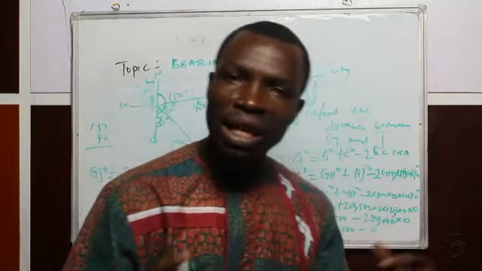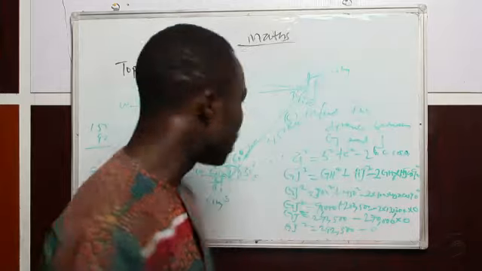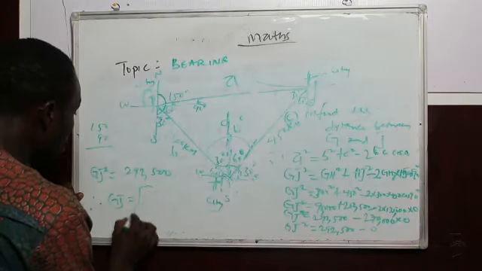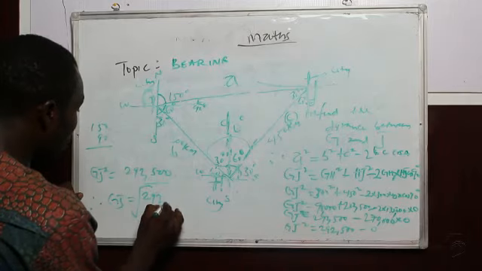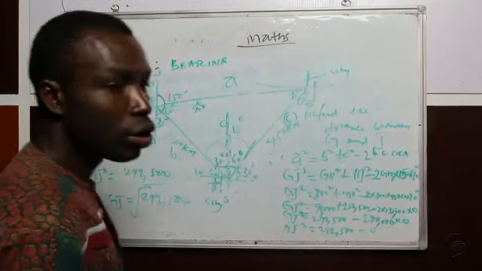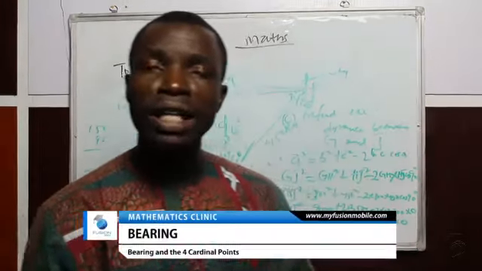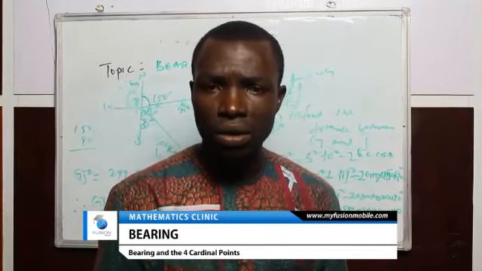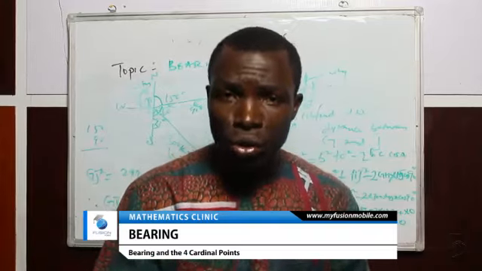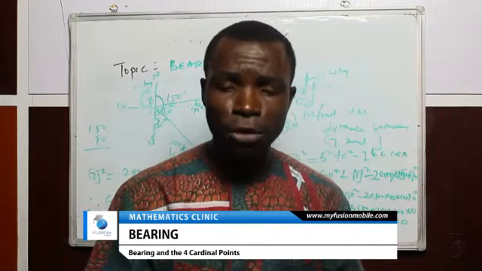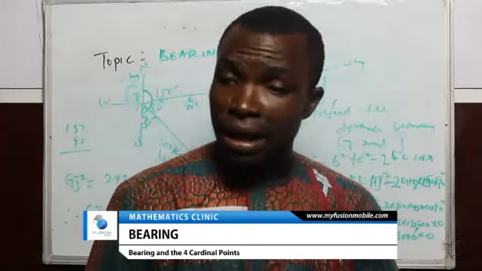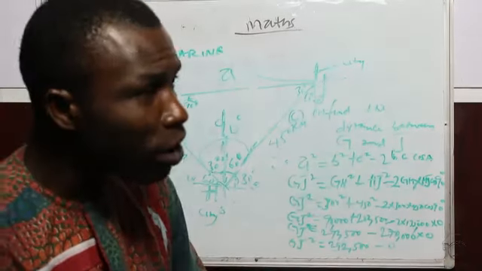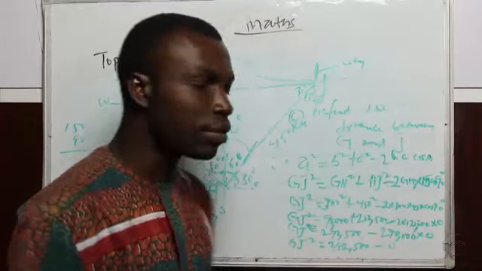Because they say it's GJ we should find, not GJ square. Therefore, GJ is equal to root of 292,500. I want you to press your calculator. Root 292,500. And the answer, check it very well, supposed to be 540.37.